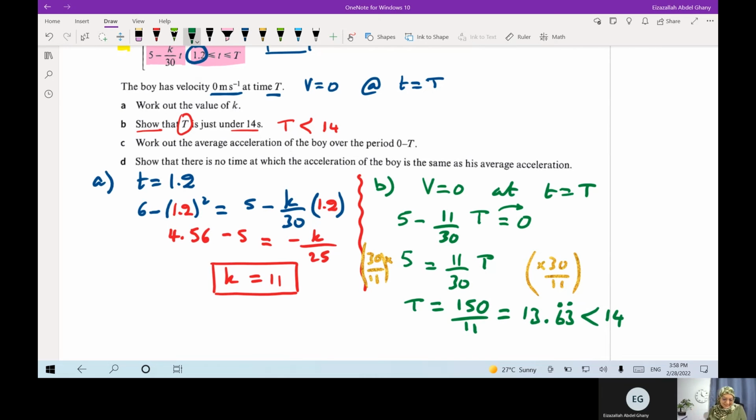Question C. Work out the average acceleration of the boy over the period from 0 to T, which is 13.6. How to find average acceleration? It is v2 minus v1 upon t2 minus t1.